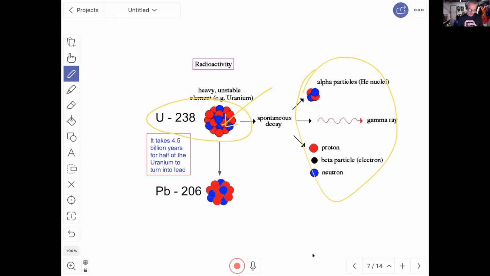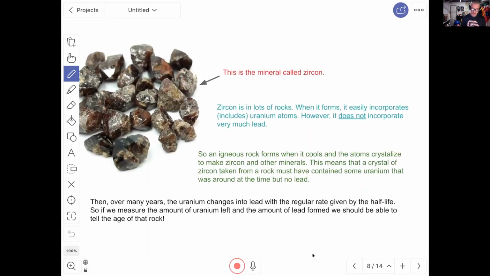Now, when this radiation happens, it actually turns into a stable element, and this is lead-206. This is after the ancient Latin word plumbum. That's why the symbol is Pb, but it means lead, lead-206. So this uranium turns into lead-206 at not a constant rate, but a diminishing rate, going down the curve that we saw on that graph.